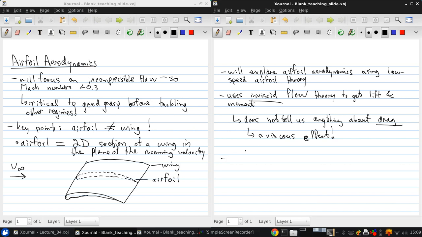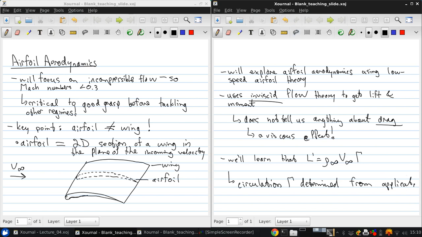Now, we'll learn as we go through this that the lift per unit span that's generated by an airfoil, and you remember our notation from before, that means it's going to be L prime, can be written as rho infinity, the free stream density, times V infinity, the free stream velocity, times a quantity, capital gamma, called the circulation. And this circulation is determined from the application of potential flow theory.